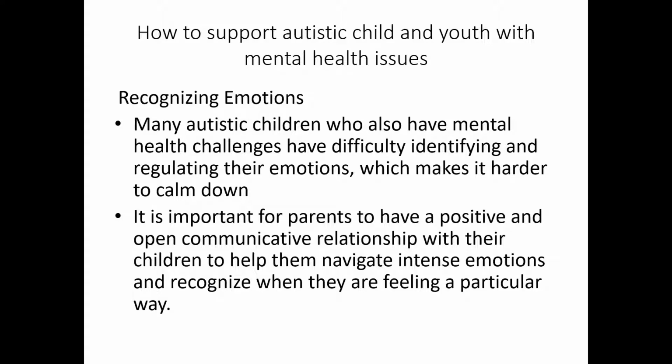Different ways that we can support autistic children and youth with mental health issues: helping them with recognizing their emotions. So for a lot of people on the spectrum who also have mental health challenges, they may have difficulty identifying and regulating their emotions, which makes it harder for them to calm down. It's also important for parents to have a positive and open communicative relationship with their children to help them navigate intense emotions and recognize when they're feeling a particular way. So sometimes counseling or working with a psychologist or counselor can help people recognize, identify, and label their emotions as well.